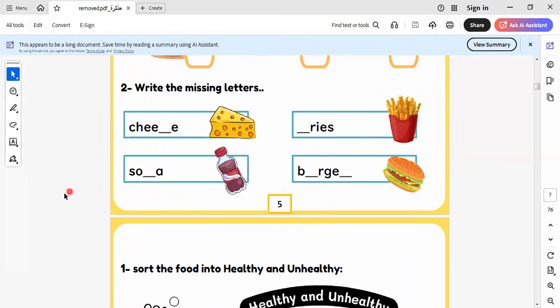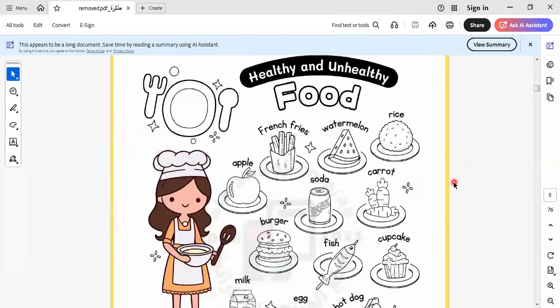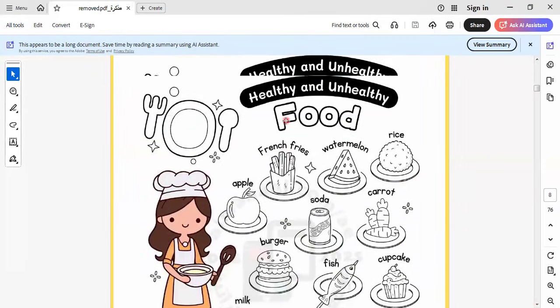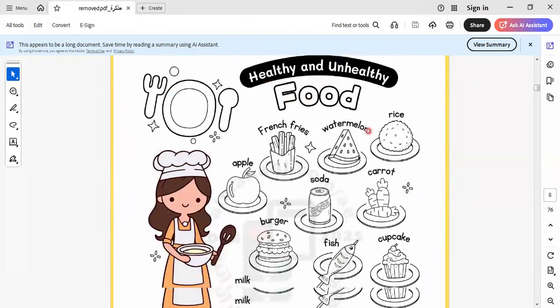Let's go to another one here. Here we have missing letters. I answered two of them, and I will leave the rest for you to do by yourself. Here is cheese, and here is soda. I think now we have learned how to write these words. Here is S. Here is D. The missing letters. If you remember the vocab, you can answer this question correctly and easily. Okay. Here we say healthy and unhealthy food.